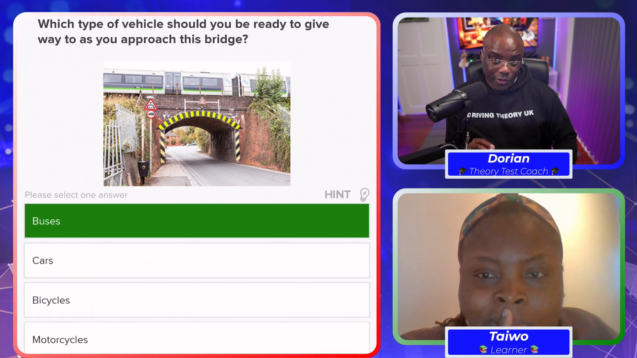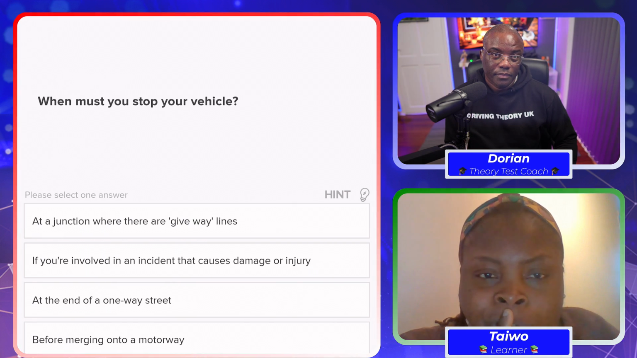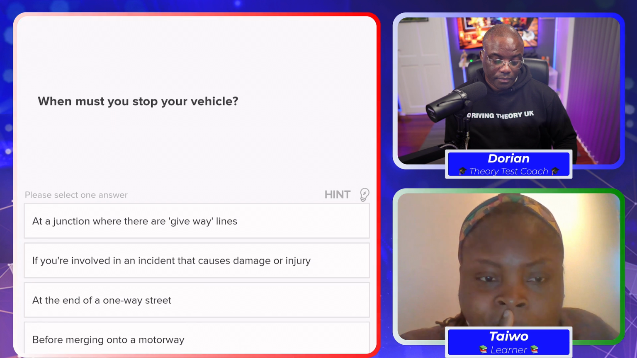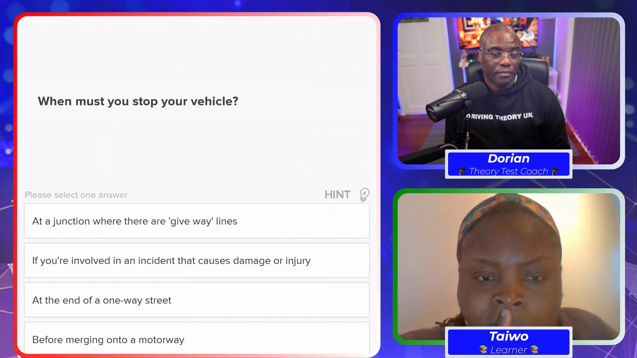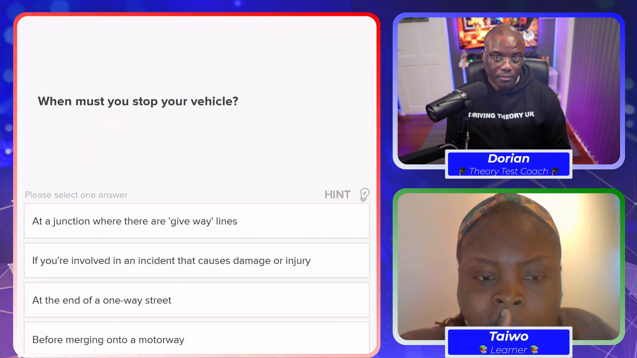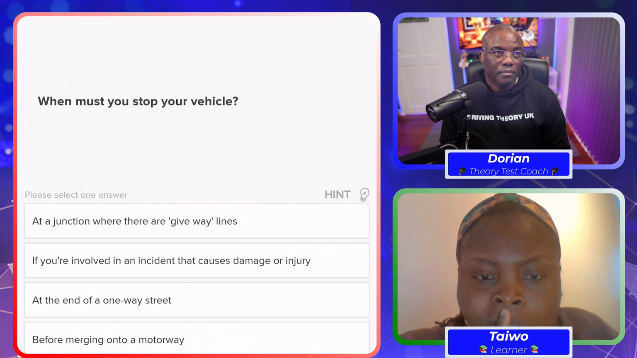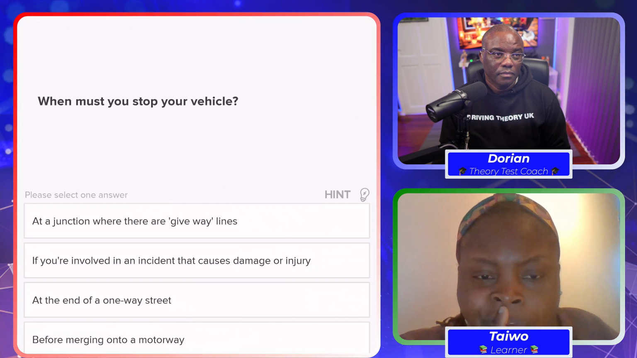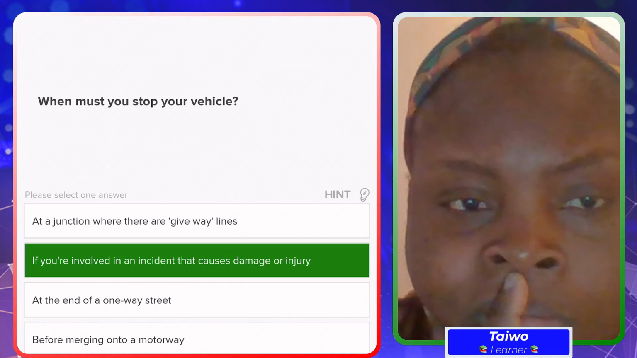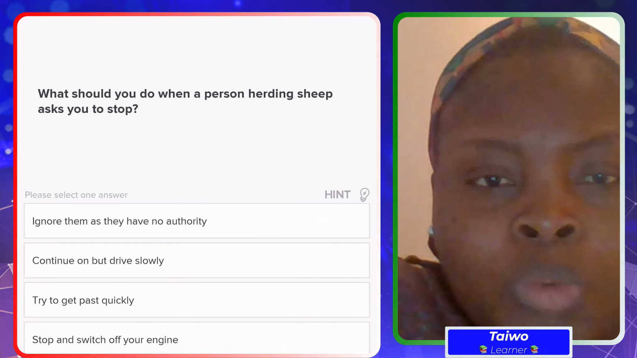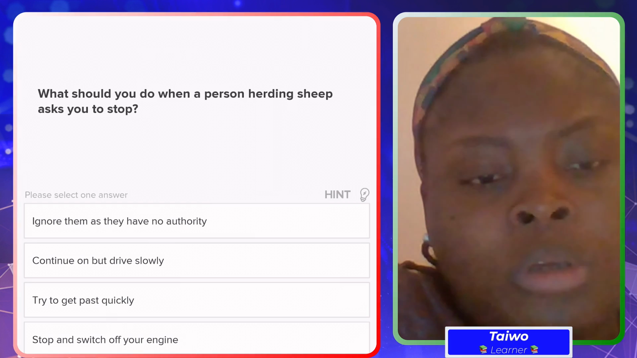Okay. There's something that you said I want to pick up on. You must stop your vehicle when? I'm asking the causes. At the end of a one-way street. You must stop if you are involved in an accident that causes injury. That's B. What should you do when a person on the ship asks you to stop? Stop and switch off. That's D.